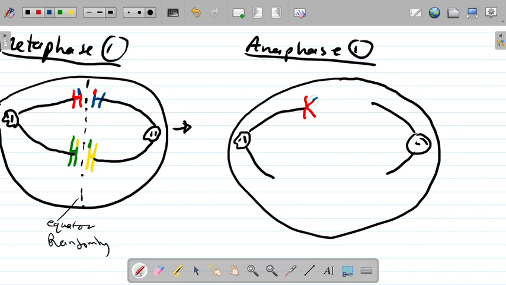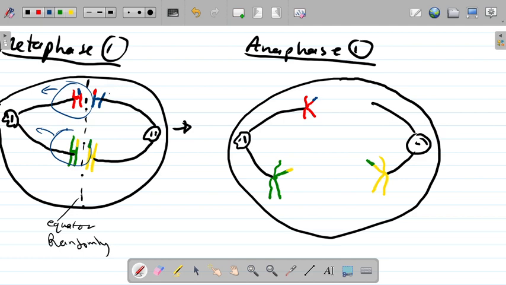Let's see. We have this one, first one, that's going to be pulled to that side. And then the green one will be pulled to that side. So let's draw the green one over here, slightly longer. Centromere. Good. And it has some genes from the other one. And then obviously this side, you'll have this chromosome being pulled to the opposite end of the cell.